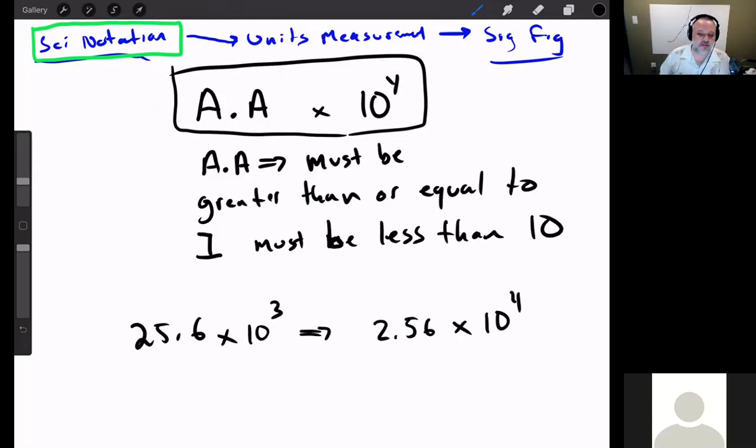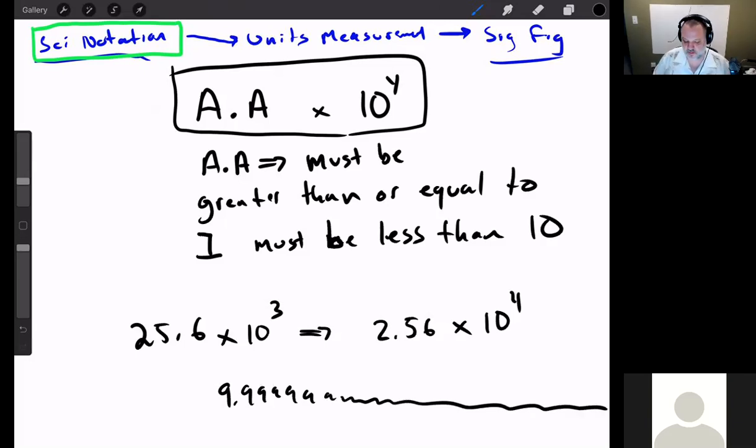Both of these numbers are the same number. If you put them into the calculator and use them in a calculation, you get the same answers, but only one of them is expressed in proper scientific notation. Are there any questions about that? This is one of the most often confused bits. This number must be equal to or greater than 1, and it has to be less than 10. Notice it's not less than or equal to 10. The largest it can be is 9.999999999. It can't be 10. Questions?